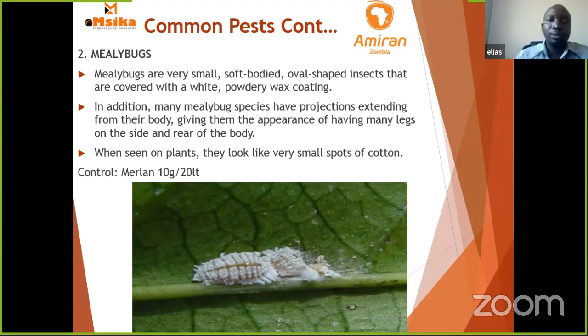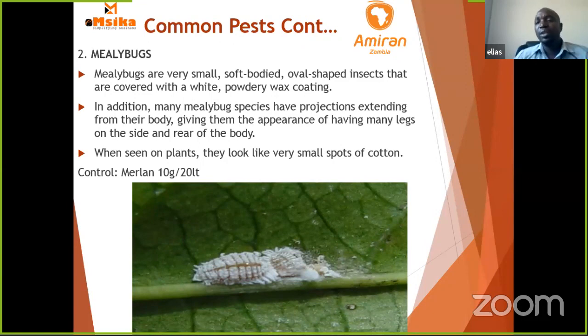In addition, many mealybug species have projections extending from their bodies, giving them the appearance of having many legs. So sometimes you may mistake this extension from the body of a mealybug for other legs of this same insect. This is how it appears. These protrude from the sides of the body of the mealybug, and also on the rear part of it. When seen on plants, they look like very small spots of cotton.